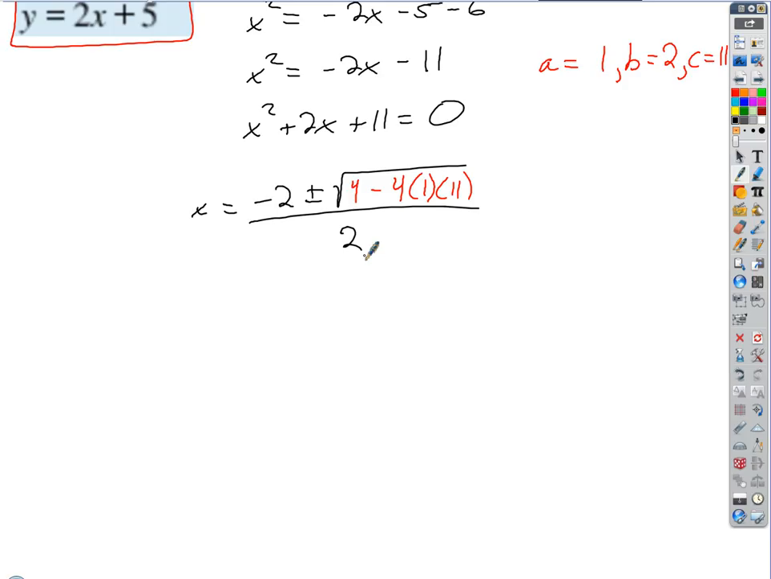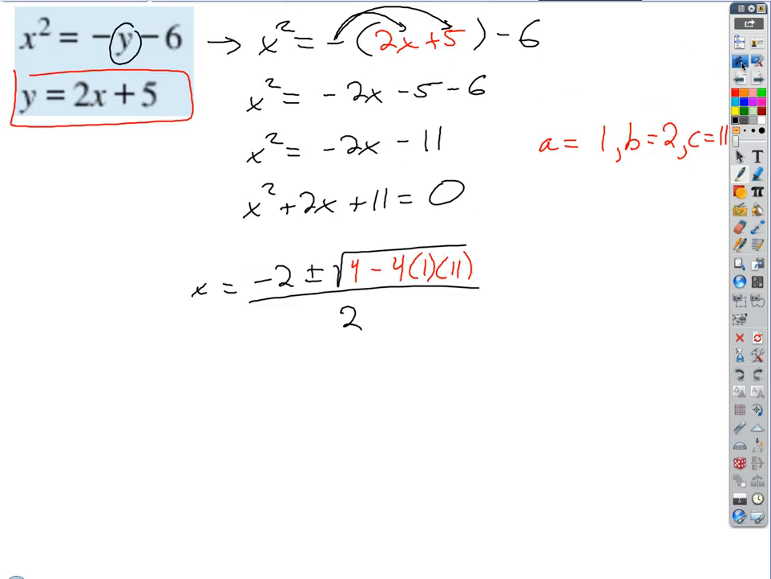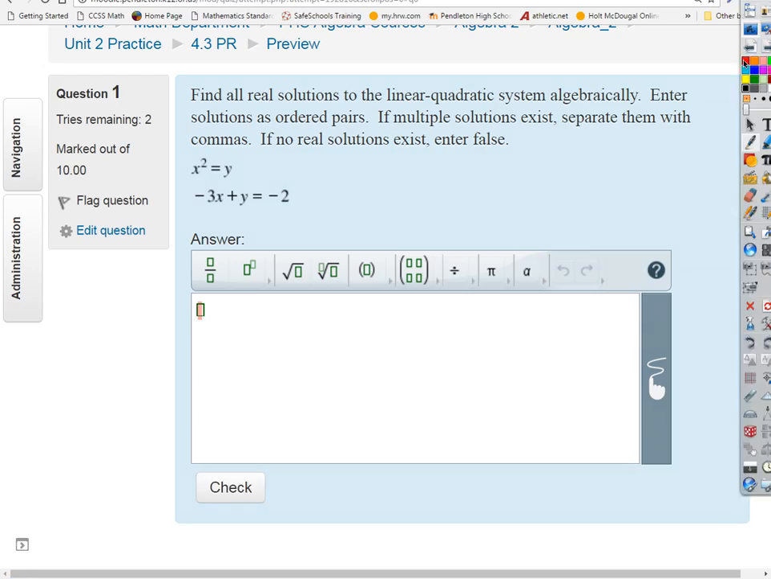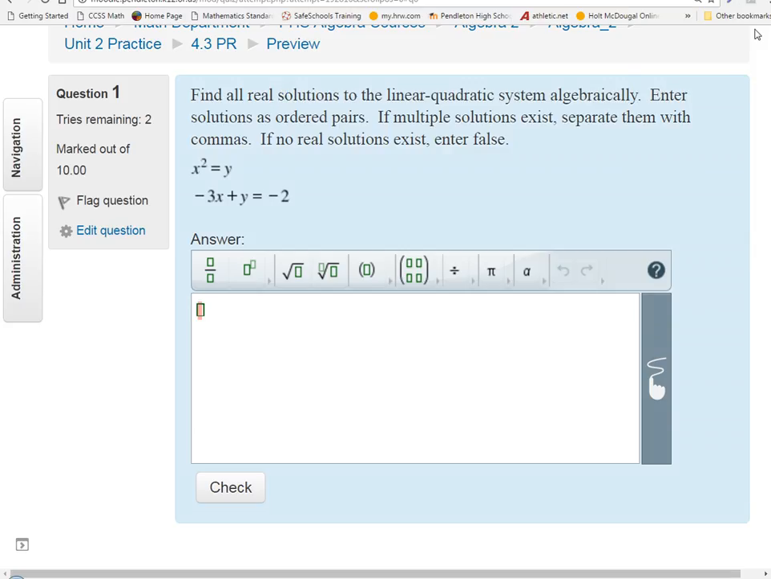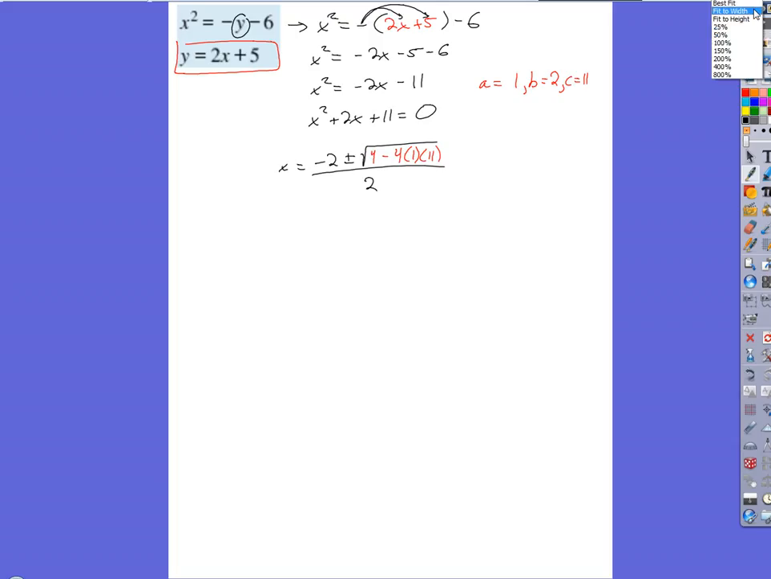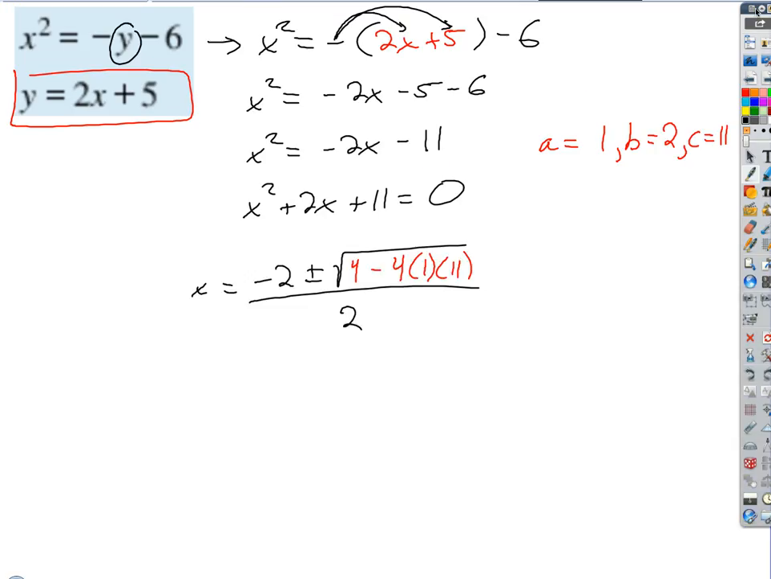Because that's going to be negative, and if you look back at our question, it's specifically asking for real solutions on all these. What does that mean? Are we going to get any real solutions? No. And personally, I wouldn't have even written the quadratic formula out.